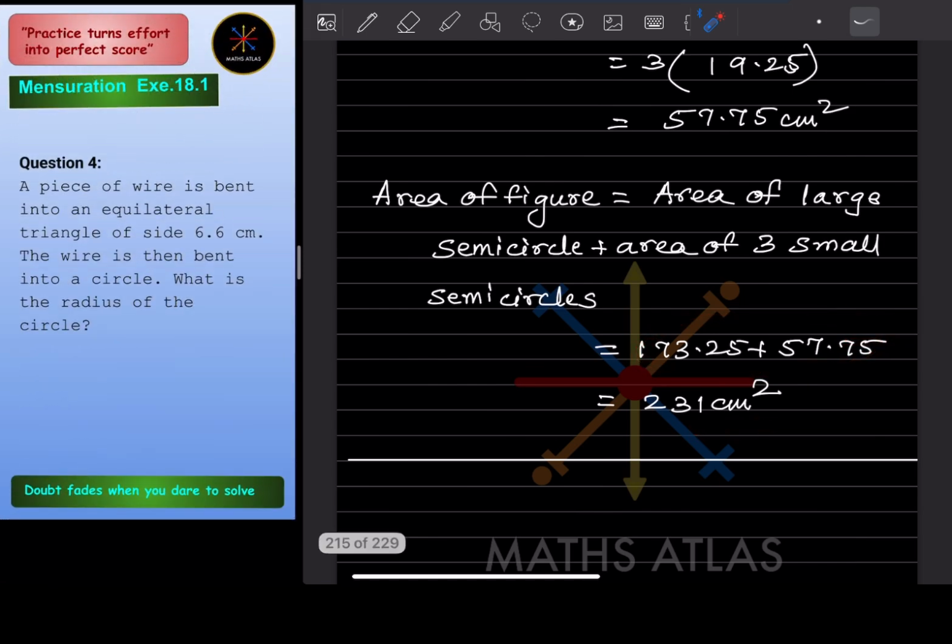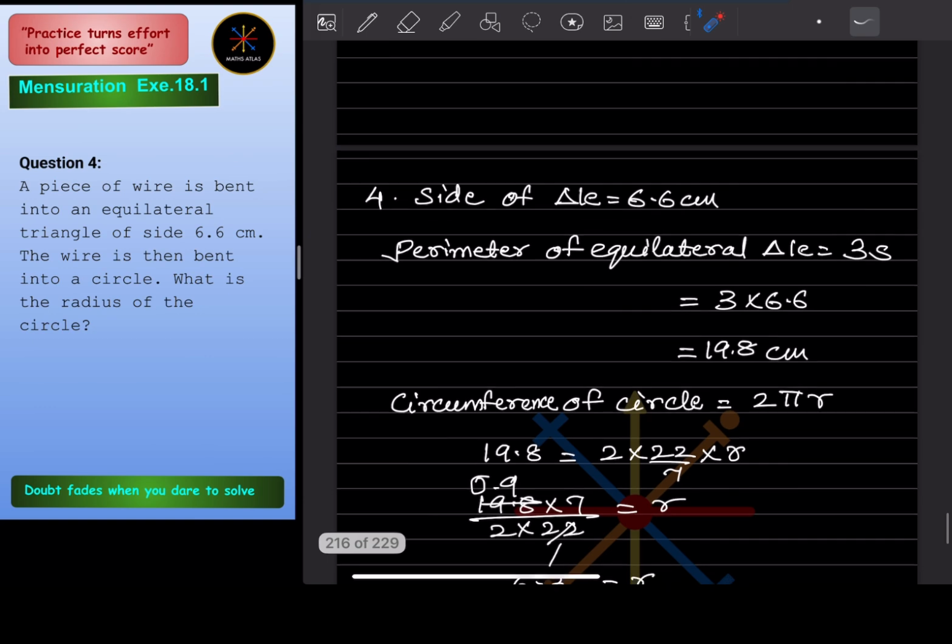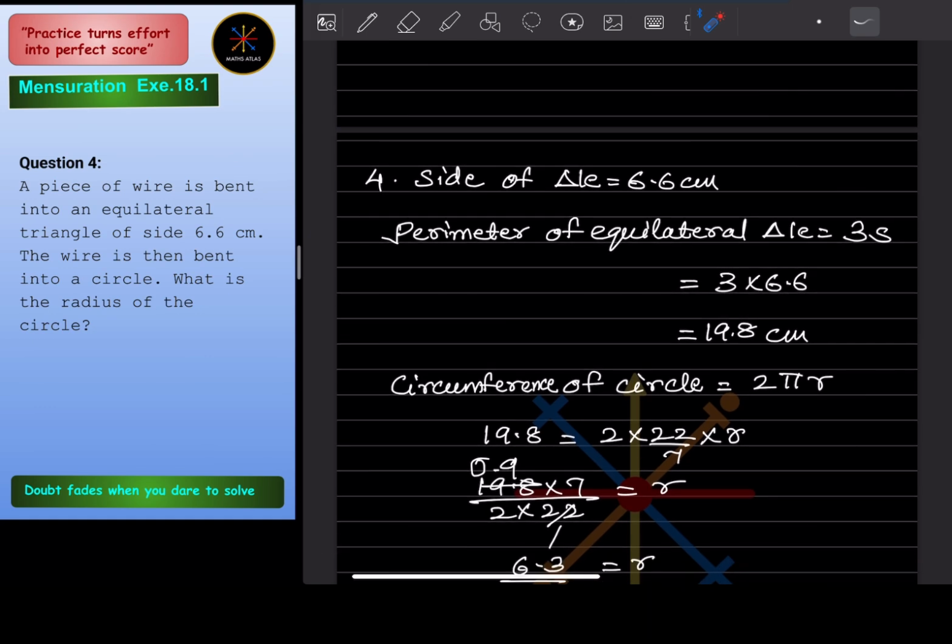Now let us go for the next question. It is given that a piece of wire is bent into an equilateral triangle of side 6.6 centimeter. So there is one wire and it is bent in the form of an equilateral triangle. Equilateral triangle means all the sides are going to be equal, and this is given as 6.6 centimeter. So the side of this triangle is given as 6.6 centimeter.